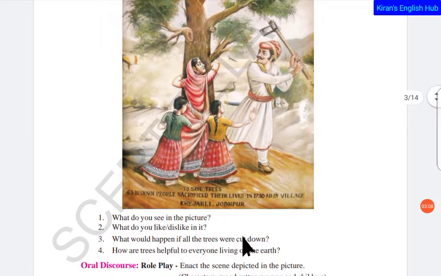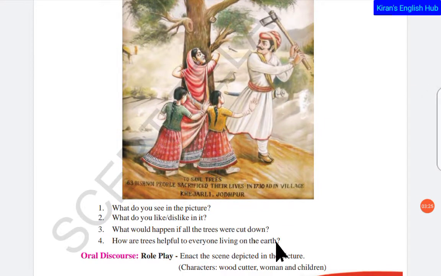Next, what would happen if all the trees were cut down? Just imagine your surroundings, imagine your district, your state, your country, and imagine the world without trees. What would happen if there are no trees? We know that all humans will die if there are no trees, because trees give us oxygen, right?